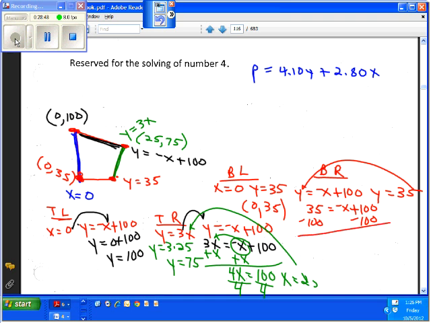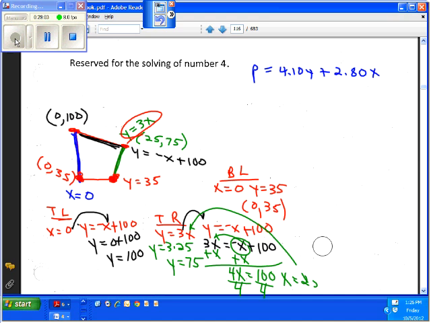Yes, I grabbed the wrong equation. This was the y equals 3x. Thank you very much. I grabbed the wrong equation. So that bottom right is from the y equals 3x and the y equals 35. Much better.